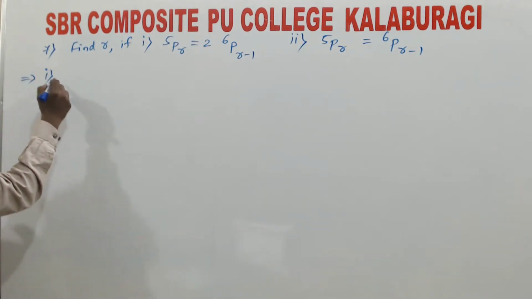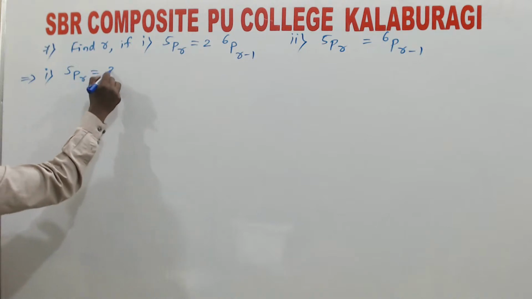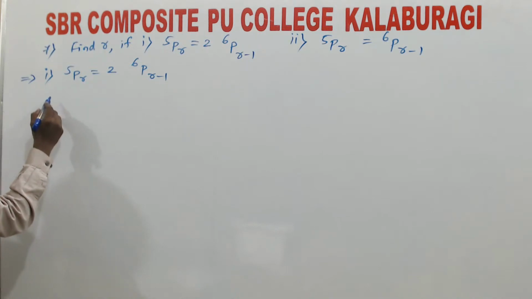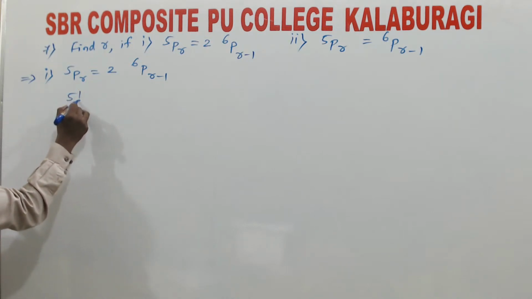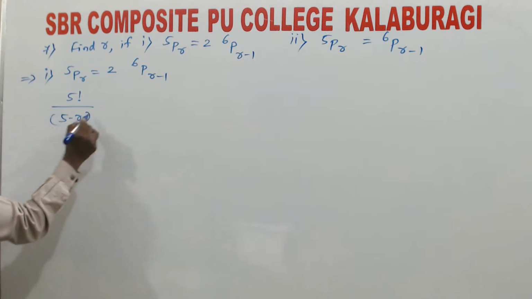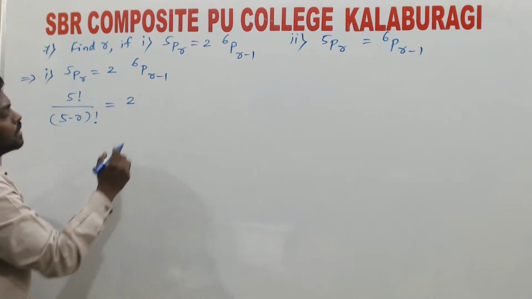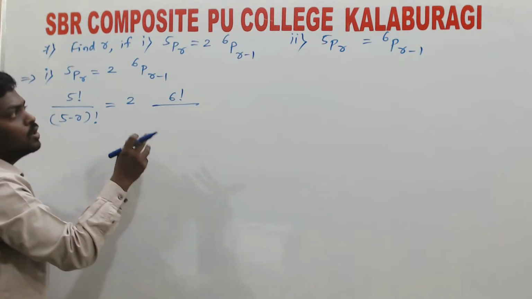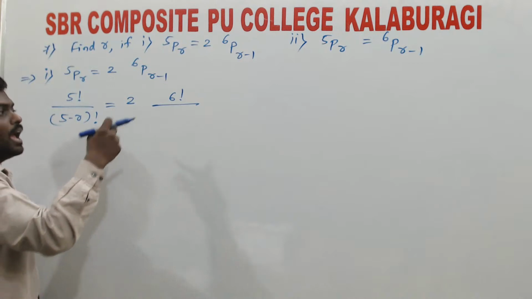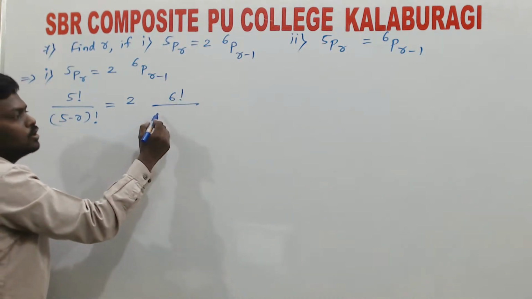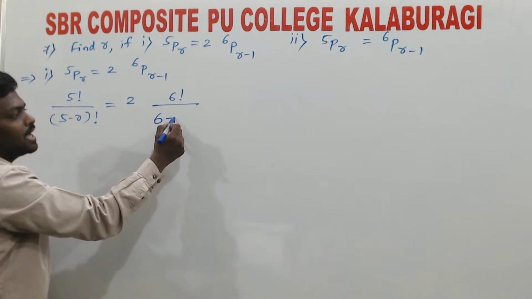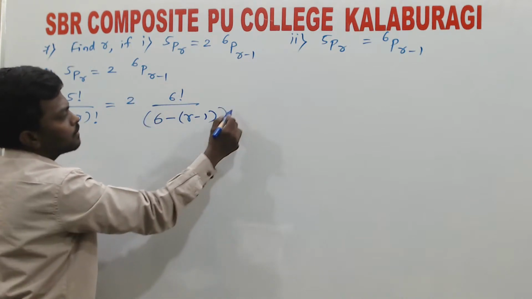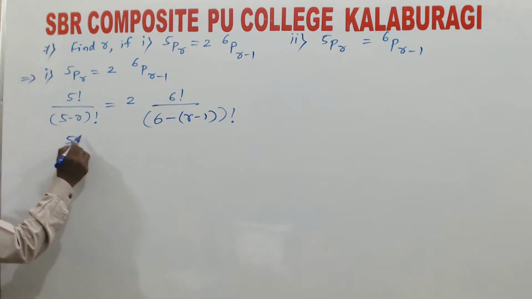So the first one, let us solve the first one. 5Pr is equal to 2 into 6P(r minus 1). Right, students? So 5Pr can be written as 5 factorial by (5 minus r) factorial. And 6P(r minus 1) can be written as 6 factorial by... So what's the formula of nPr? n factorial by (n minus r) factorial. So what is n here? 6. What is r here? In place of r we have r minus 1, right? So now let's keep on simplifying.